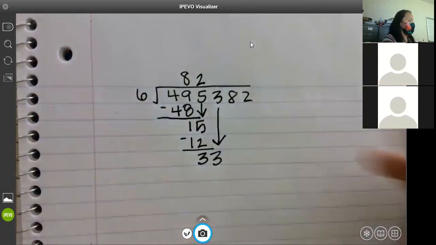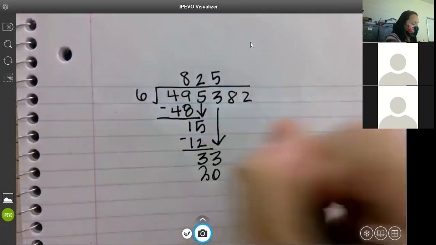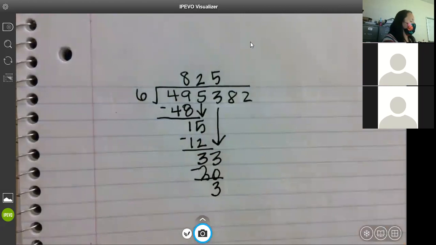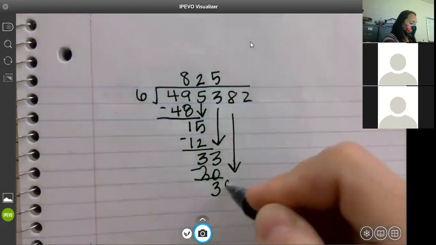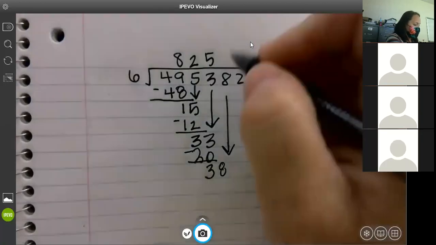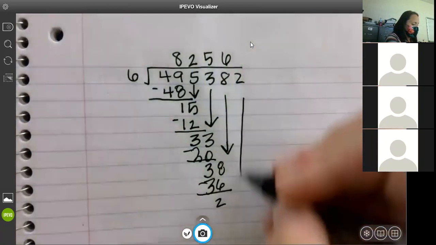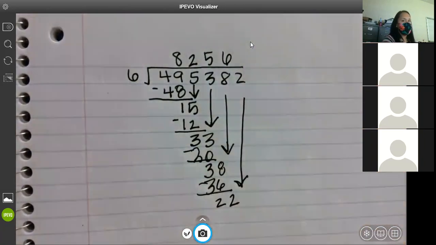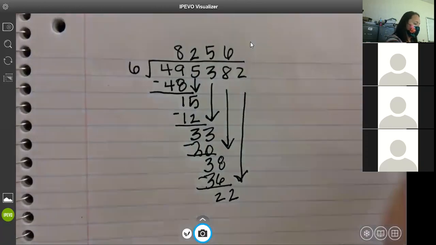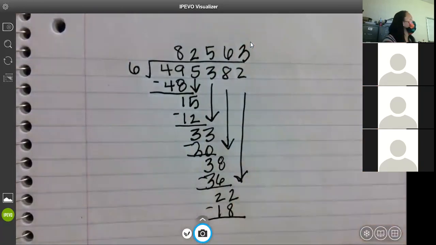How many times will 6 go into 33? 5. 6 times 5 is 30. I subtract it and get 3. I bring down the 8. How many times will 6 go into 38? 6. I get 36. I subtract it. I get 2. I bring down the 2. How many times will 6 go into 22? 3. Which gives me 18. And what happens right here? You put a decimal up top. No, I'm not putting no decimals.